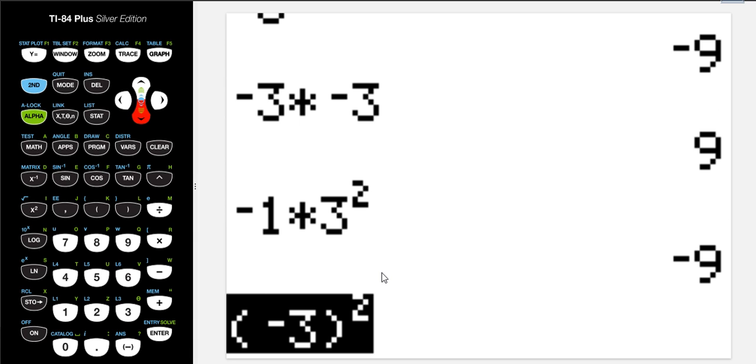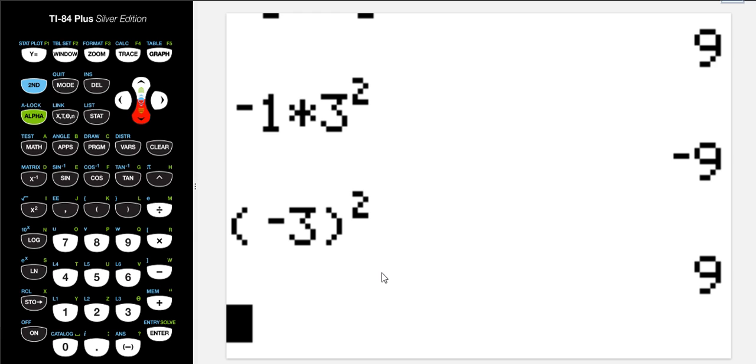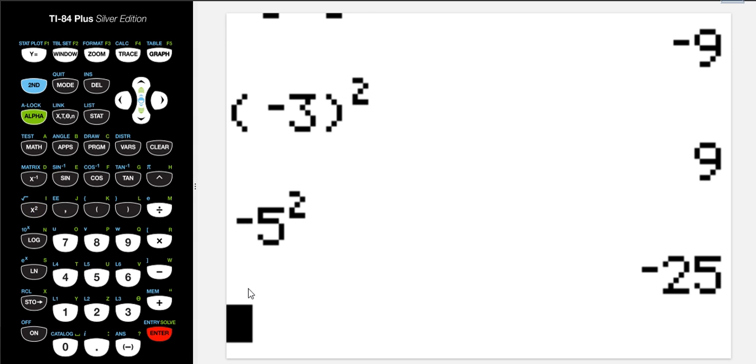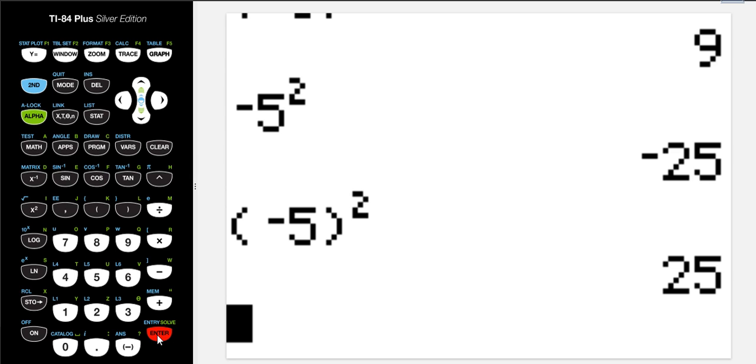So, quick review. If you need to type in a negative, for example -5, and you want to raise it to the second power, make sure that you put the negative in parentheses before you square it, and that way you'll get the right solution. Okay, a little heads up there on taking negatives to a power.